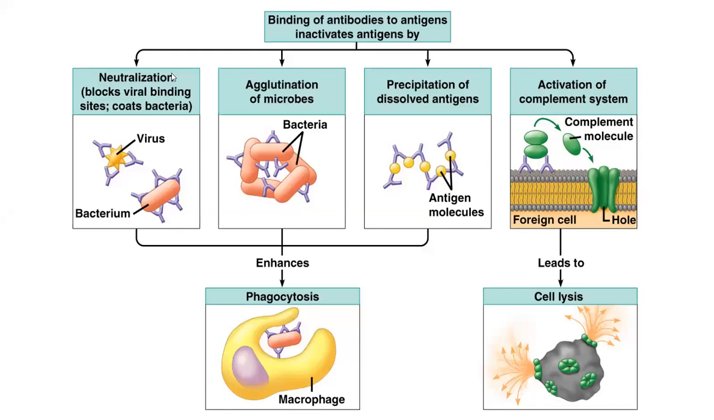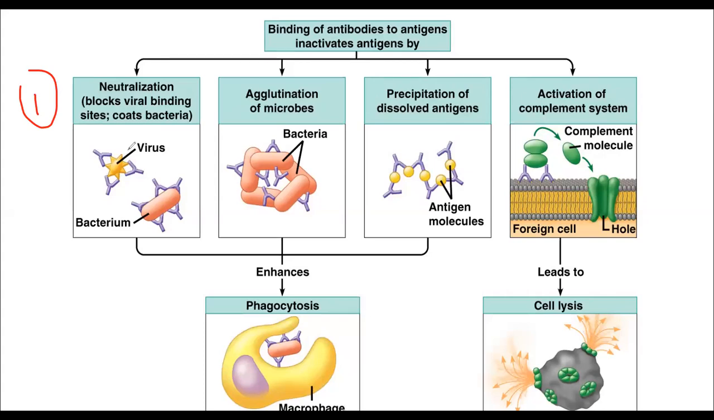So if you see over here, neutralization, that is, the antibody is coating the virus or neutralizing the binding sites of the virus in such a way that it is not able to bind to any other healthy cells. So blocking the viral binding sites, or if it is a bacteria, then it will coat the bacteria completely so that the bacteria cannot go and bind to any healthy cells, thereby restricting the infection.